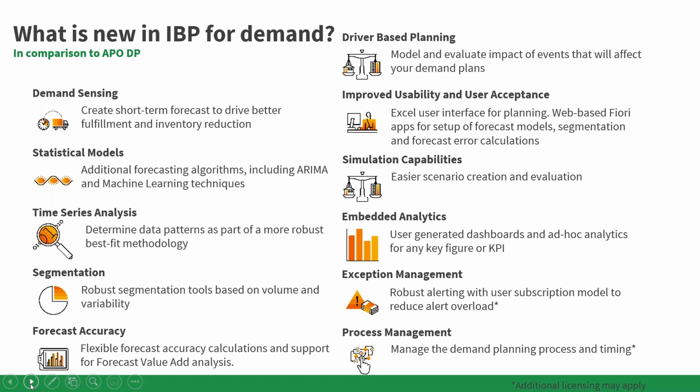In the world of the broader spectrum of what we have in IBP for demand that is not in APO DP, we've put together this slide, which is a good reference for you. We don't necessarily need to go through all of it right now, but I'll point out a couple of things. I did talk about demand sensing. That's probably one of the biggest things that we have that's new. We have additional statistical forecasting models and get into much more causal models and machine learning techniques. We have more automation around time series analysis and segmentation.